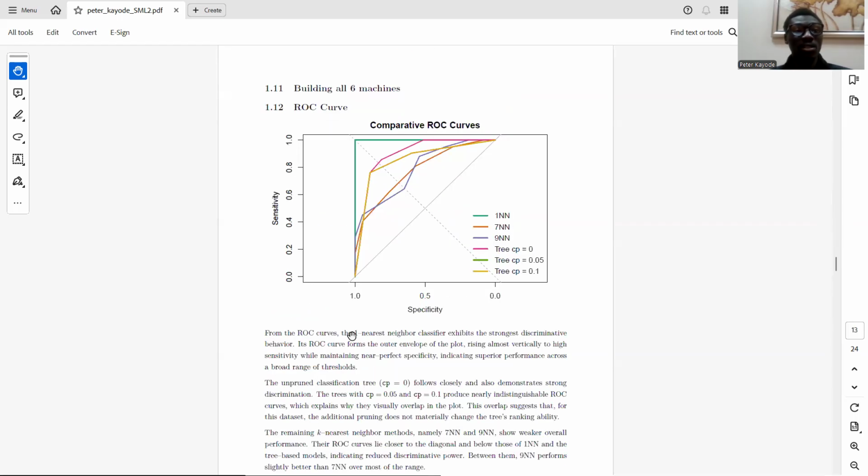Now, after that, I trained the 6 learning machines: 1NN, 7NN, 9NN, and trees with CP of 0, CP of 0.05, and CP of 0.1. I compared their predictive performance using this ROC curve. According to this curve, we can see that the 1NN classifier produced the outermost ROC curve, the green one, indicating it's the one with the strongest discriminative power. Then we have the tree with CP equal to 0, then the other trees follow. We can also observe that the 7NN and the 9NN classifiers did not perform so well; they performed badly.